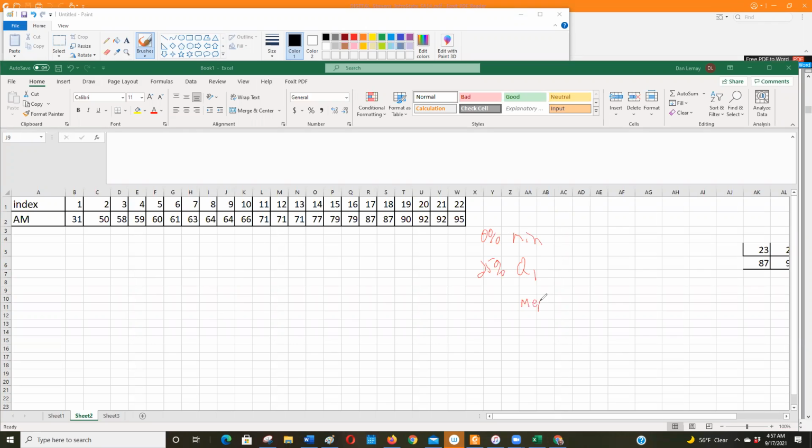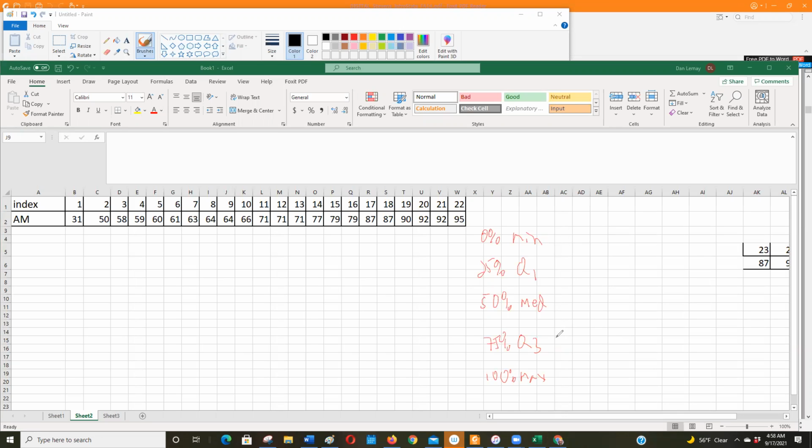Then we have the median, AKA quartile two, right? 50% of the data is less than the median. Then we have the upper quartile, which we call Q3, and 75% of the data is less than that. And then, of course, we have the maximum value, and 100% of the data is less than that.